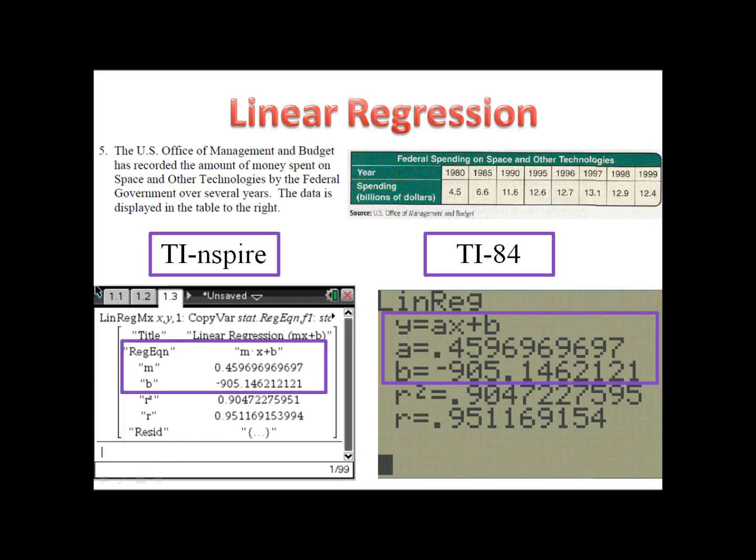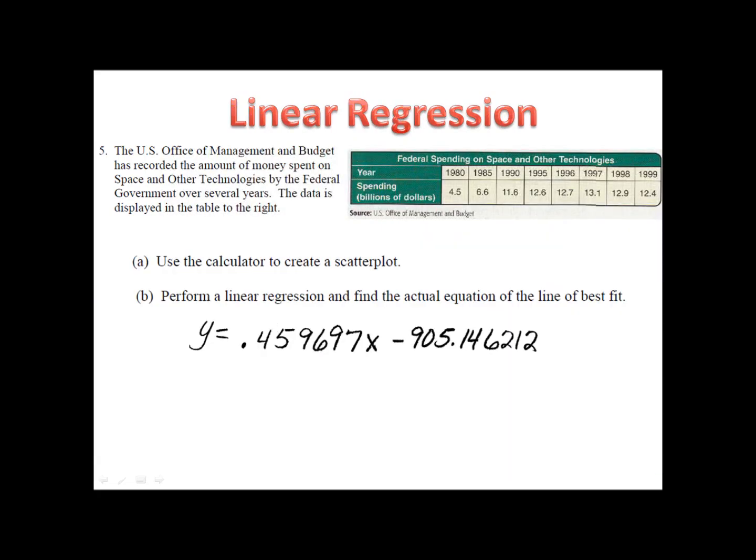On this screen here, which is in the calculator, it actually gives us the same information. Notice it tells us which number goes with the x, 0.45969669697, and which number is the y-intercept, in this case, -905, and then some decimal places. We can use that to write our equation, y equals 0.459697x minus 905.146212. Typically, they'll tell you how many decimal places to round your equation to.